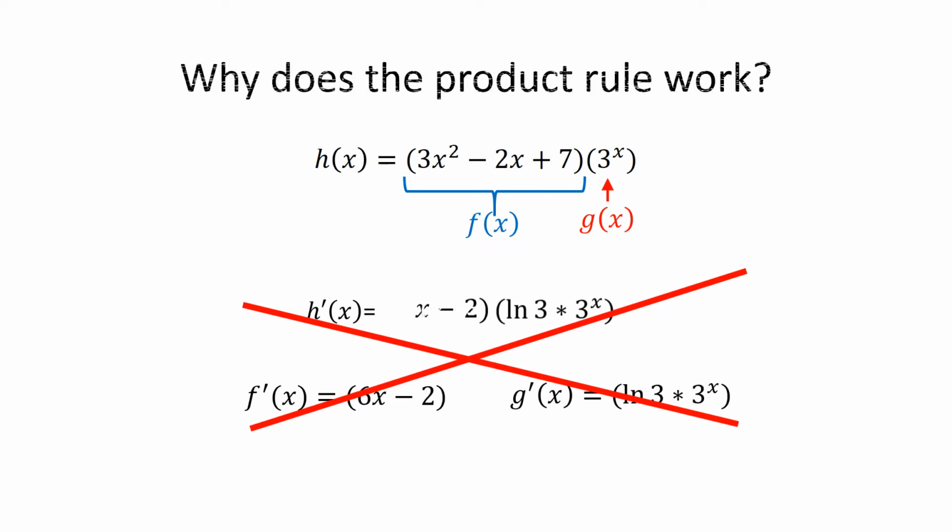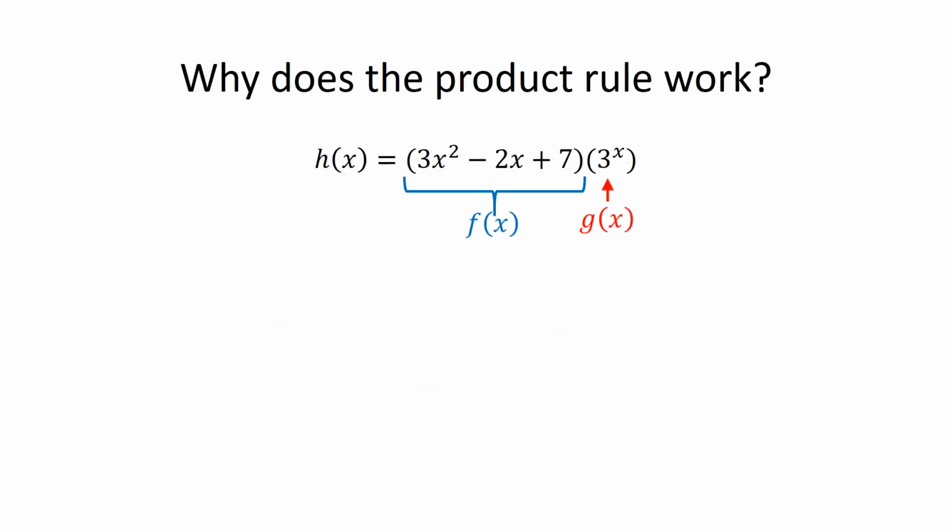The question now is, why does the product rule work? Why do you need to use the product rule instead of just doing what seems intuitive? Let's look at what's happening a little differently. I'm going to think about this in terms of area.